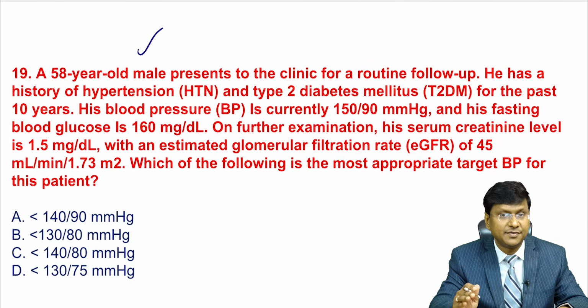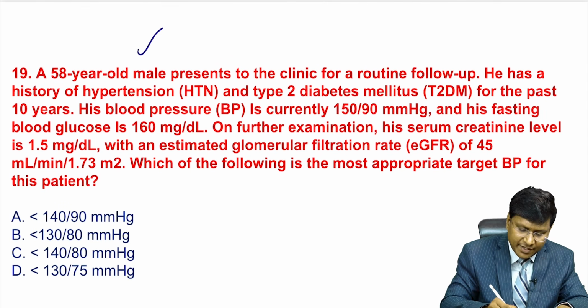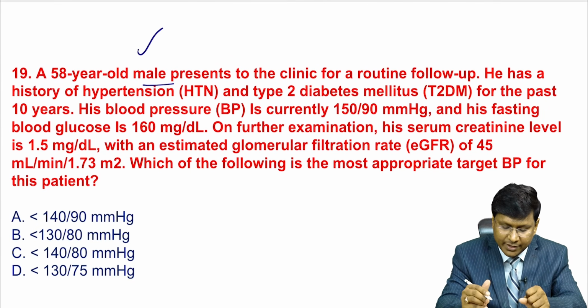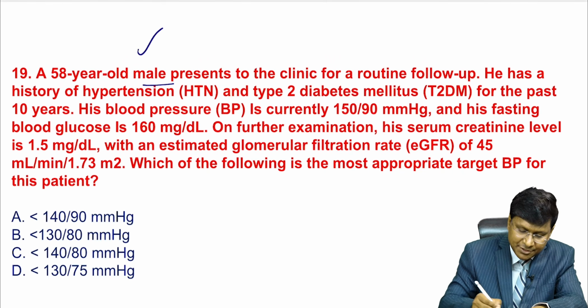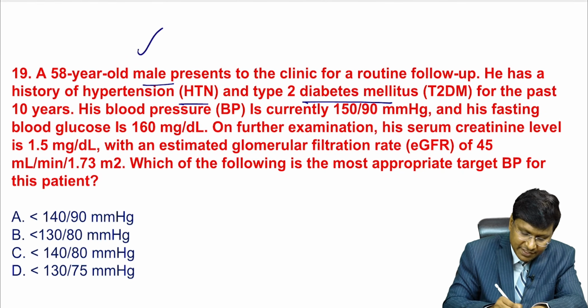Now, moving on to the next question, we have a 58-year-old male who presents to the clinic for a routine follow-up. He has a history of hypertension and type 2 diabetes mellitus for the past 10 years.